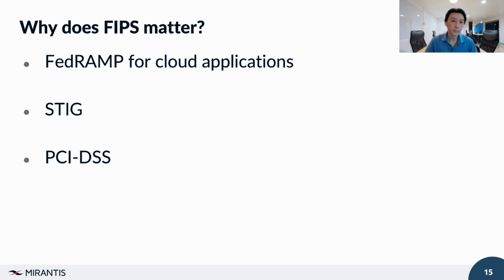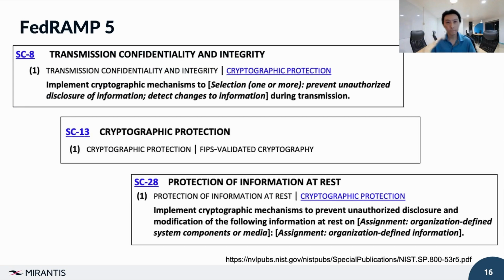And if we dive a bit deeper, let's start with FedRAMP. Now, FedRAMP 5 has just been released not long ago, right? And if you look through the FedRAMP rules, it actually refers to FIPS 140 in a number of different places, right? In your transmission confidentiality and integrity, it uses FIPS as the encryption mechanism. Your cryptographic protection is the same thing. It uses FIPS 140 as the encryption mechanism, and also protection of information at rest. So all these actually refer to FIPS 140 standards, right?